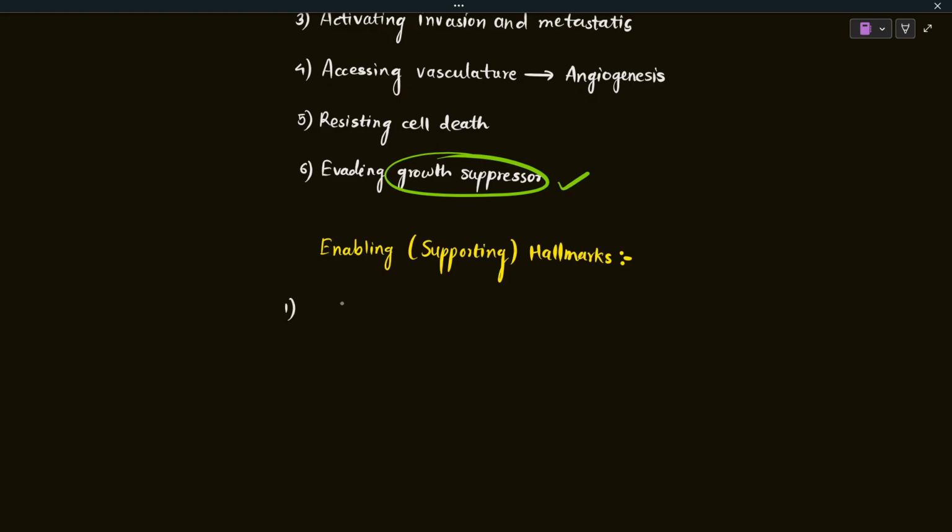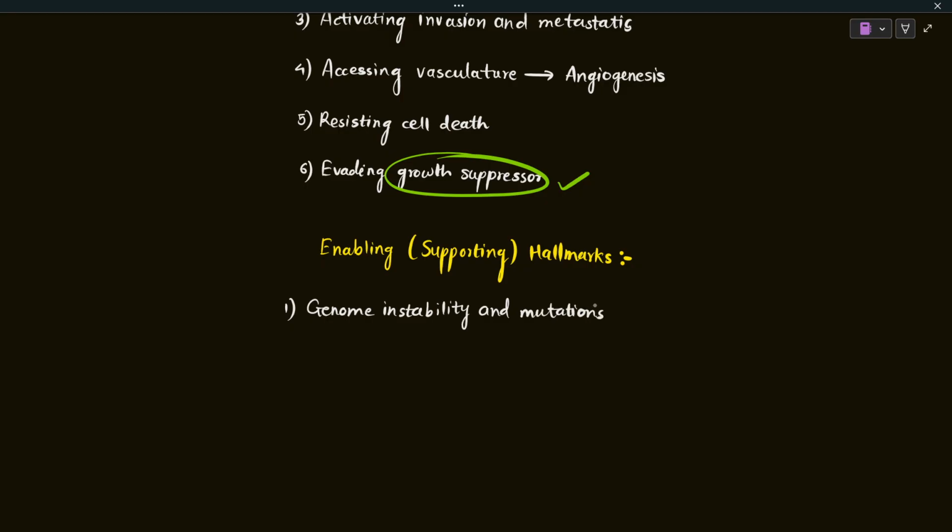Some of them are genome instability and mutation. Genome instability doesn't necessarily mean that it is going to cause cancer, right? There are a lot of disorders and syndromes where you can see genomic instability as well as mutations.